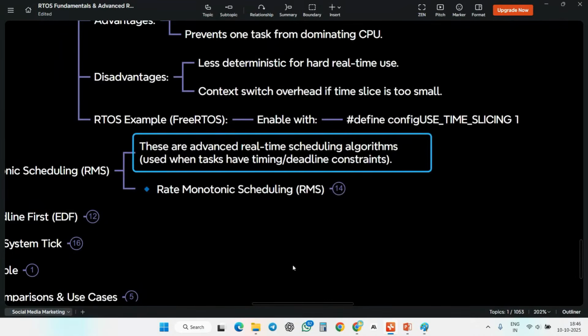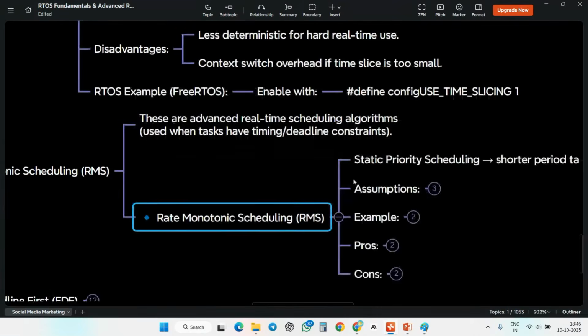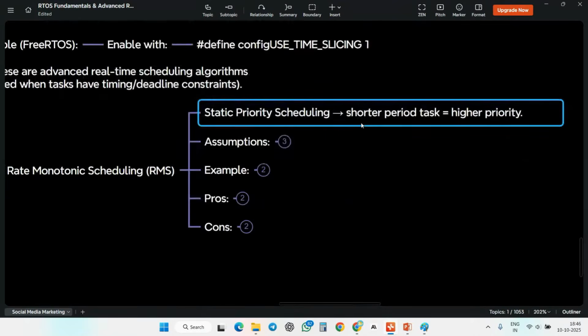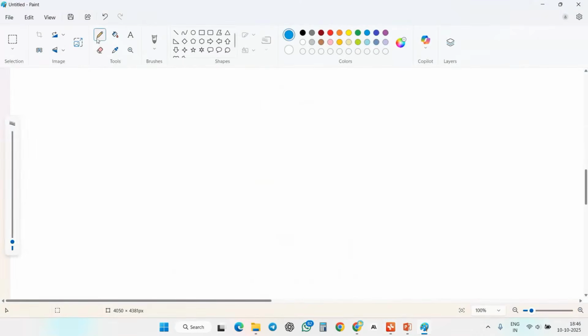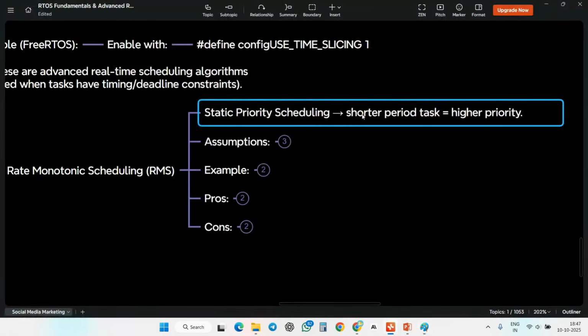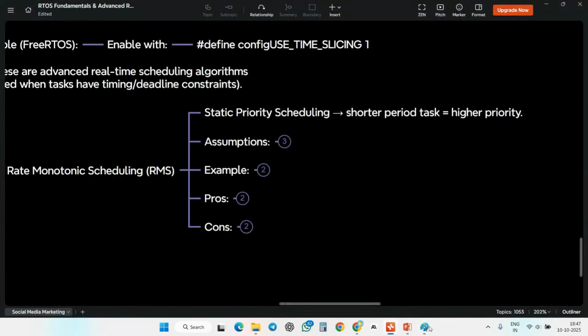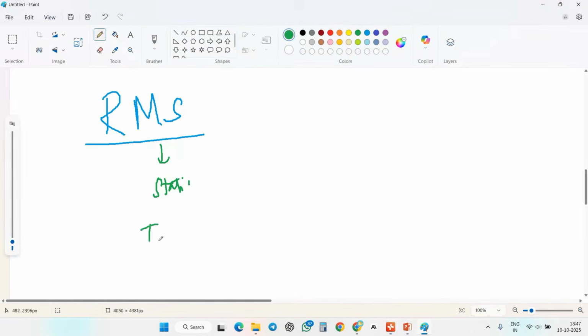Rate monotonic scheduling is, first of all, a static priority scheduling, guys. So it is very static. We know the meaning of static and dynamic, right? Keep it in mind: rate monotonic scheduling is static. Here, the shorter period task has a higher priority. That means I have one task, task A and task B. It is static.